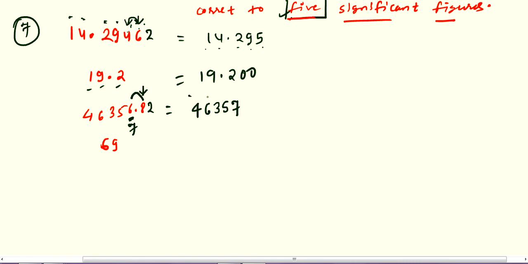Now 1, 2, 3, 4, 5, 5 digits we are having. Like this you have to convert. Then last is 69, only 2 digits. So we will write 69.123. Now 1, 2, 3, 4, 5, 5 digits we are having. Like this you have to convert.